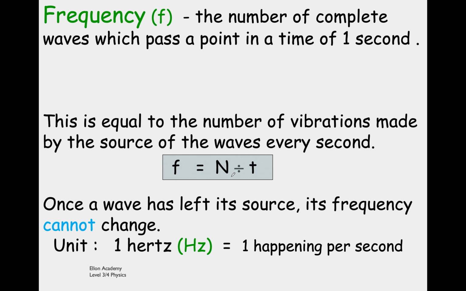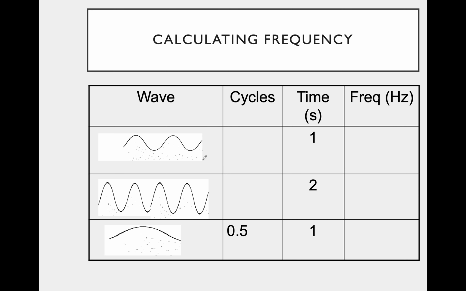If you wanted to find the frequency of a wave, you have to know how many waves, how many cycles have passed a certain point, and then you divide that by the time it takes. So frequency is n over t, the number of waves divided by the time. For example, if I show you this wave in a time of 1 second, you can see that, well, how many waves do we have? We have 1, 2. That's 2 waves in 1 second. You will do 2 divided by 1, and that will simply be a frequency of 2 Hertz. You can do the other 2 yourself.